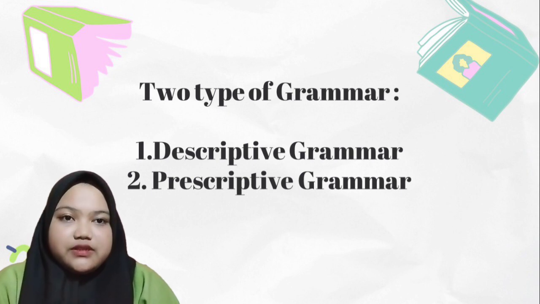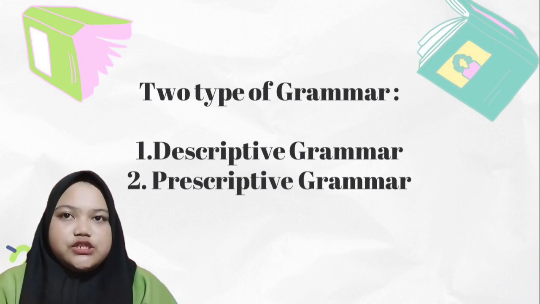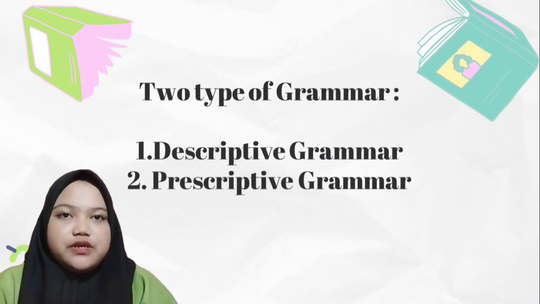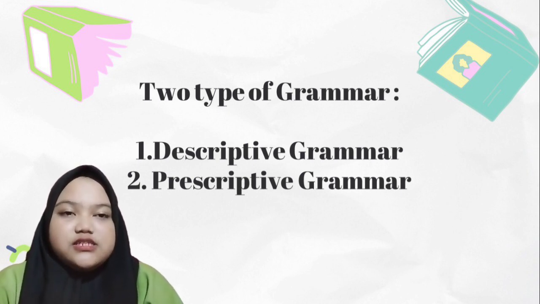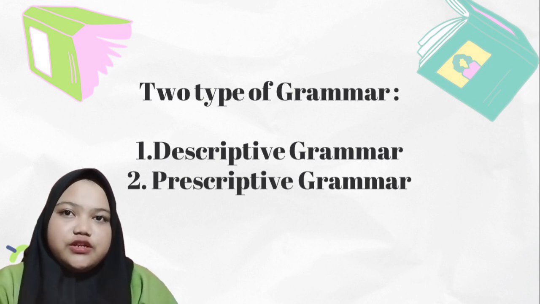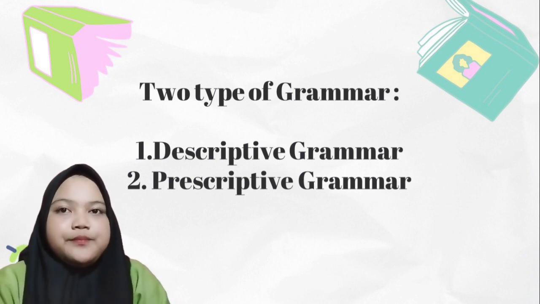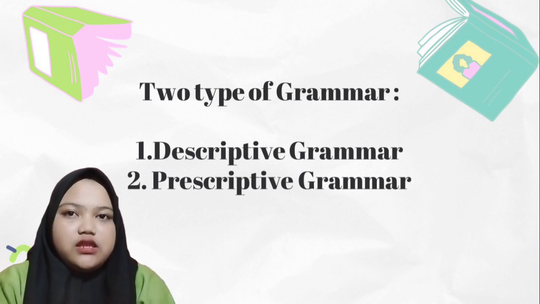In a descriptive grammar, there is no right or wrong language. For instance, a grammar describing English might formulate rules such as these. First, some English speakers end a sentence with a preposition, for example, who do you want to speak to? And the second is some English speakers use a double negative for negation, for example, I don't have nothing.